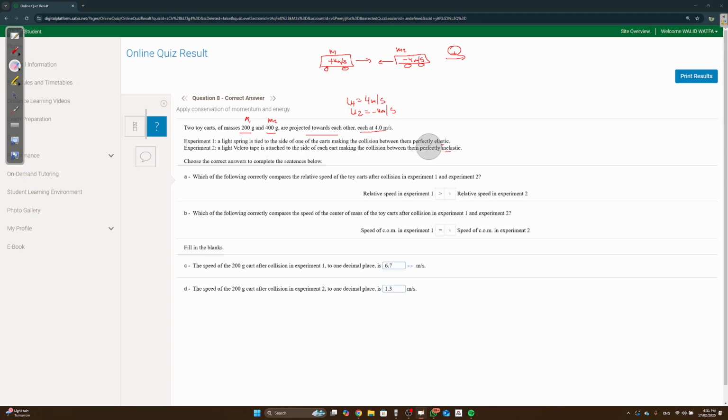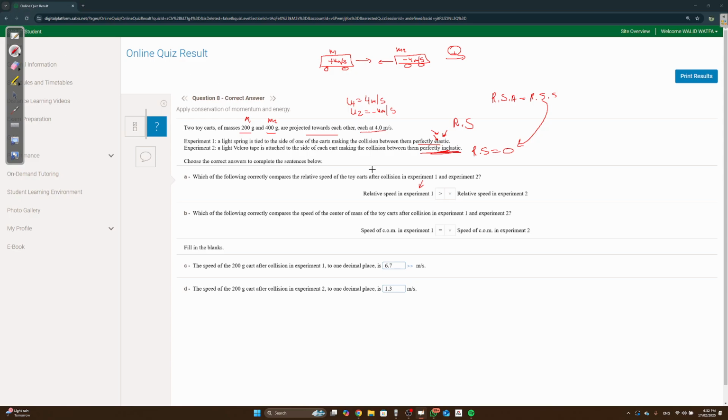In experiment 1, we said it's perfectly elastic. What does that mean? Is there going to be a relative speed? Is it going to be 0? No, it won't be 0. Since it's perfectly elastic, there will be a relative speed. When we said it's perfectly elastic, the relative speed of approach is equal to the relative speed of separation, right? So which one is going to have a higher relative speed, the elastic collision or the inelastic? Obviously elastic. So in experiment 1, the relative speed is greater than in experiment 2.